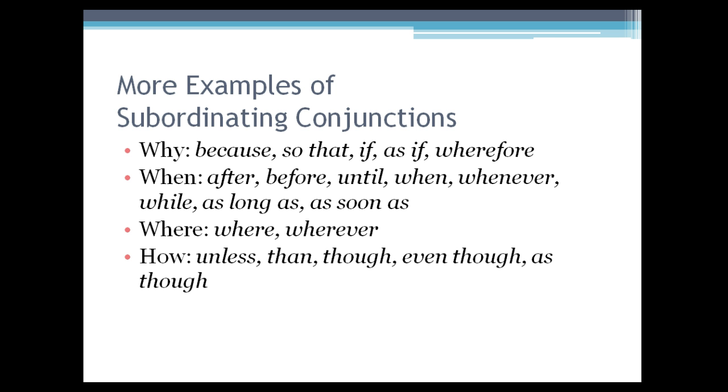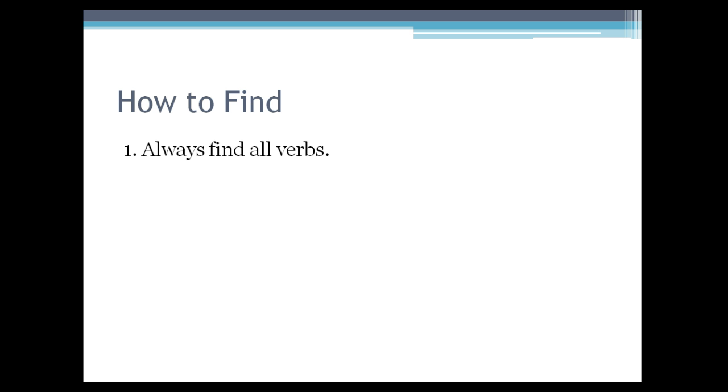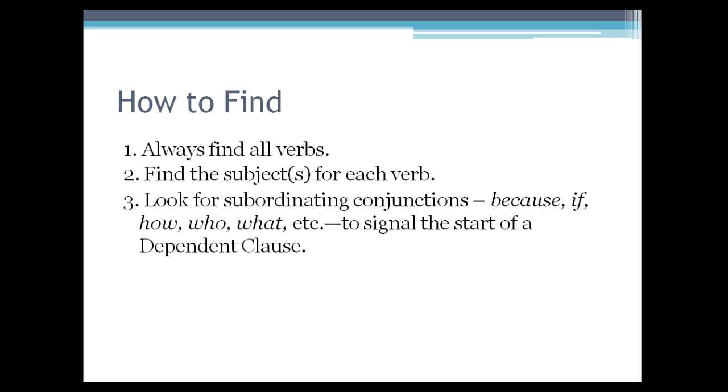Notice I didn't put however on this list because typically however is going to be used as a conjunctive adverb, but technically yes, it is a subordinate conjunction if it's in the middle of a sentence. How do we find these? Well, we find all verbs, find the subjects, look for subordinate conjunctions that signal the start of a dependent clause. That might be enough depending on what your teacher's asking of you.